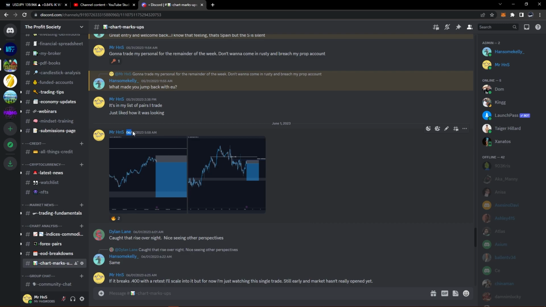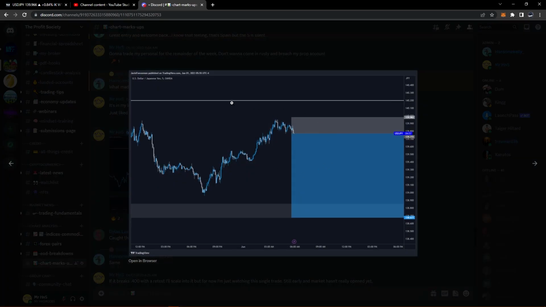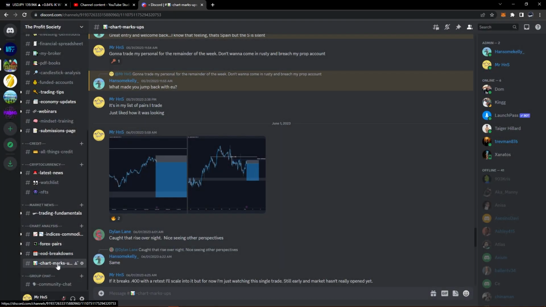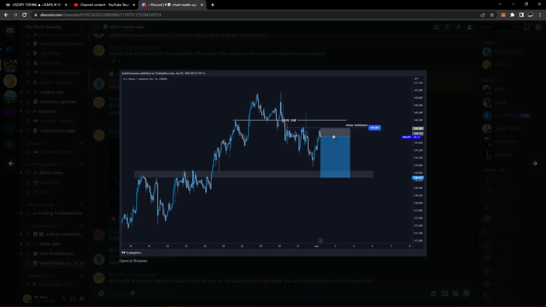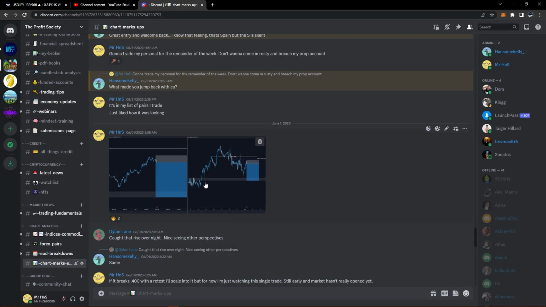We can see right here on June 1st at 6 in the morning, I went ahead and posted this in the Discord group that I'm in, the Profit Society. I'm in the chart markups tab, and you can see how I posted where my entry was as soon as I entered the trade, and then how I'm breaking down why I'm taking this trade in the Discord. Just wanted to get that out of the way before we break this trade down further in depth.